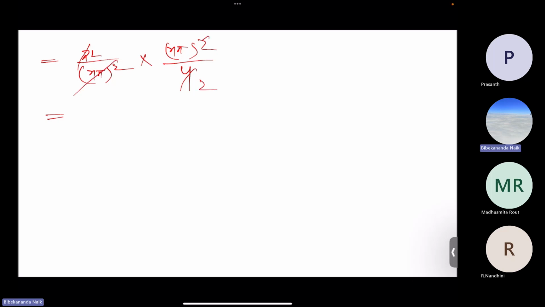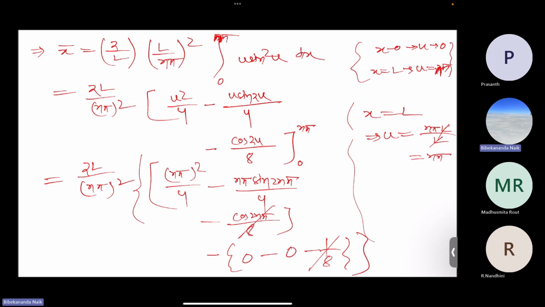Then n pi square gets cancelled, it will be L by 2. So this is the average value of x. So you see, if you find the expectation value or the average value of x for a particle in one-dimensional box of length L, then the expectation value of x is L by 2.